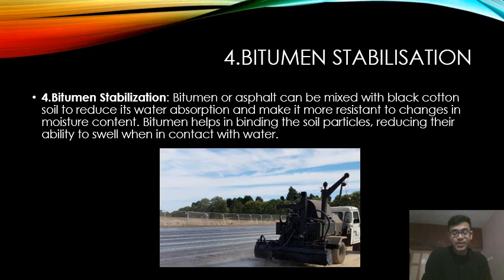Okay, geosynthetic stabilization is done, and now it is the bitumen stabilization. Bitumen and asphalt can be mixed with the black cotton soil to reduce its water absorption and make it more resistant to changes in moisture content. Bitumen helps in binding the soil particles, reducing their ability to swell when in contact with water. Bitumen is used like the other chemicals, such as lime, fly ash, and cement. The bitumen is also used to stabilize the black cotton soil. This is what is mentioned in this slide.